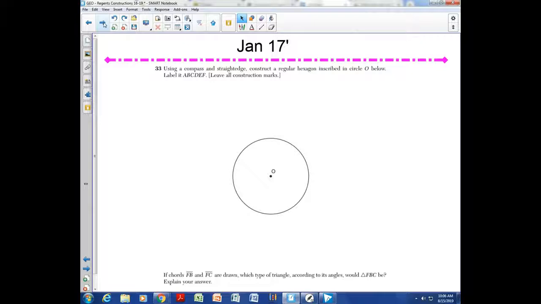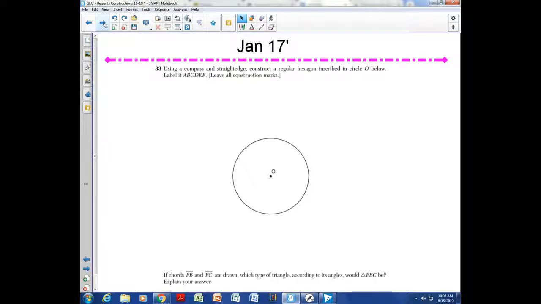Okay, January 2017, number 33. Using a compass and straight edge, construct a regular hexagon. We just did one of those. We're going to do that again. Inscribed in circle O below. And this time they want us to label it A, B, C, D, E, F.